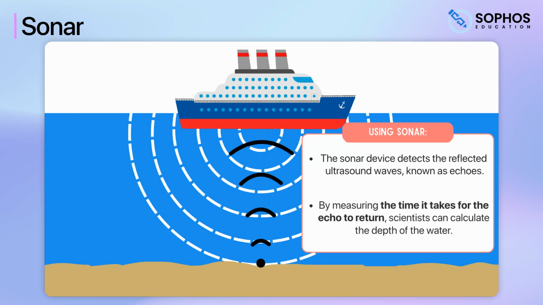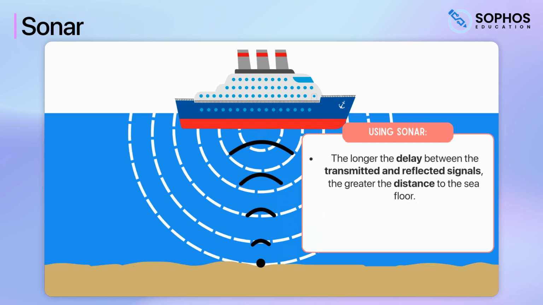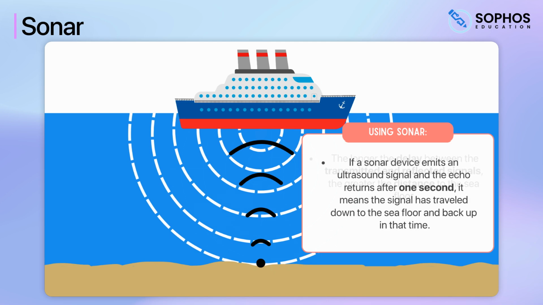By measuring the time it takes for the echo to return, scientists can calculate the depth of the water. The longer the delay between the transmitted and reflected signals, the greater the distance to the sea floor. For example, if a sonar device emits an ultrasound signal and the echo returns after 1 second, it means the signal has traveled down to the seafloor and back up in that time.